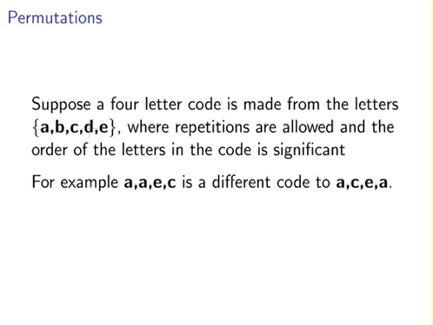Suppose a four-letter code is to be made from the letters A, B, C, D, and E. Repetition is allowed, so we can have AAEC, for example, down the bottom, and the order of the letters in the code is significant. For example, the two examples we have down here correspond to entirely different outcomes even though they're comprised of the same letters. The ordering is important. So let's move on.